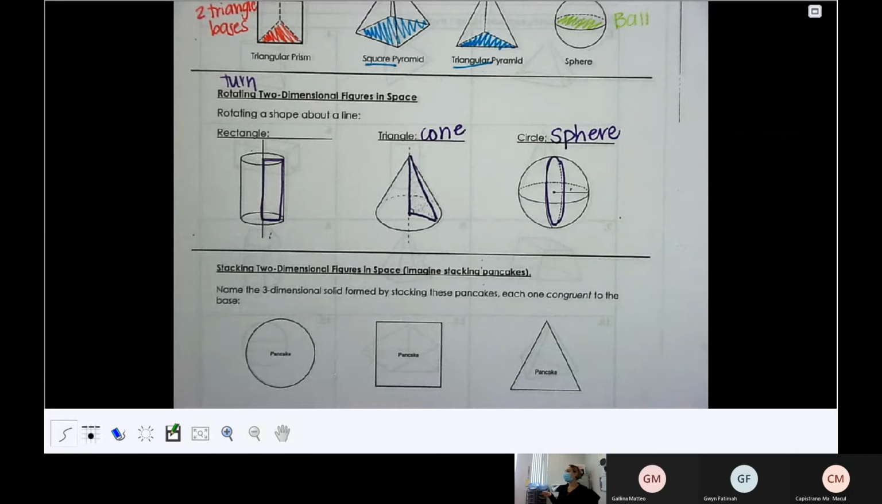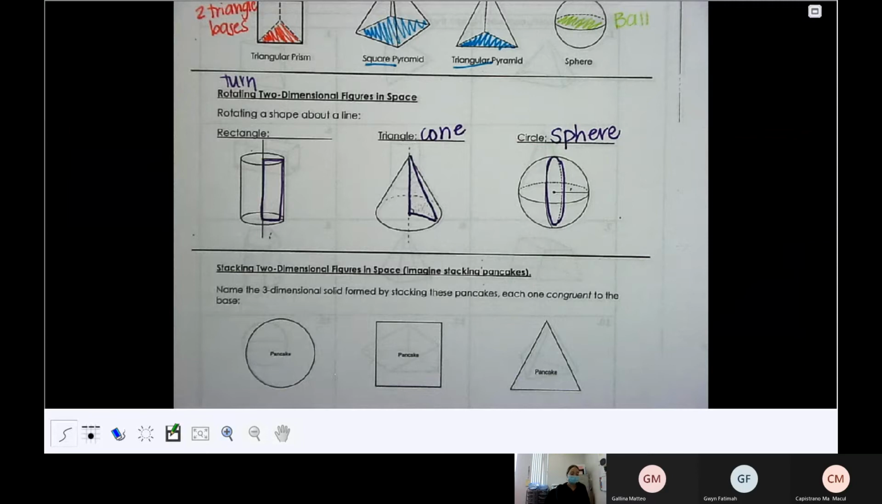So when I say stacking, what do I mean? Putting them on top of each other. Okay, so I want you to think about breakfast time. I want you to think about some pancakes. We're going to stack pancakes. That's what I want you to visualize in your brain, okay? We're going to take 2D pancakes, right? So if you think about a pancake, it's flat. We're going to take that pancake and stack it on top of each other.